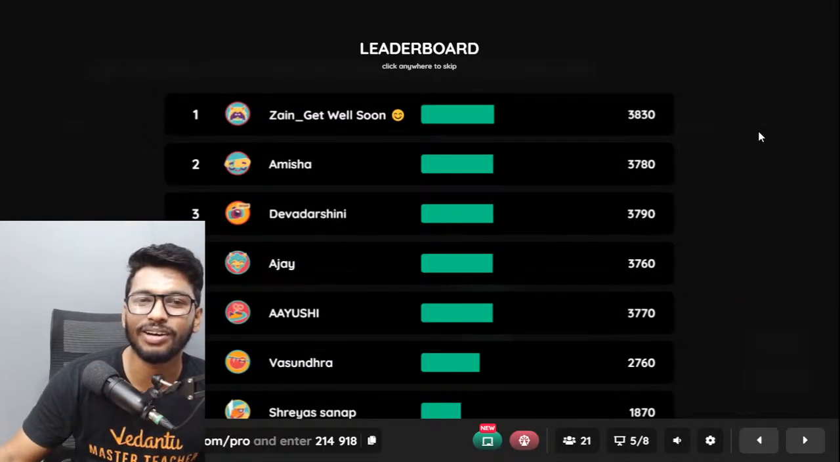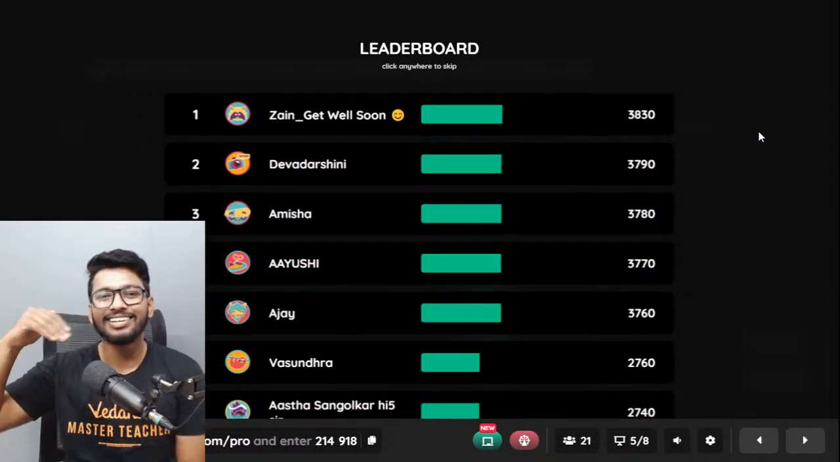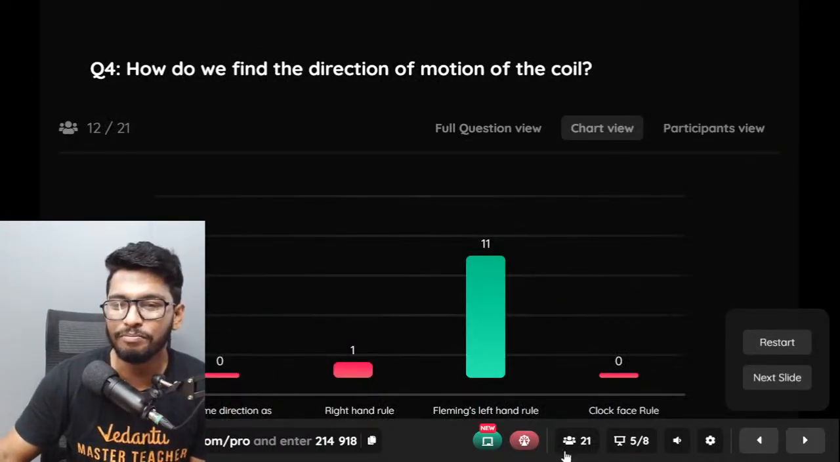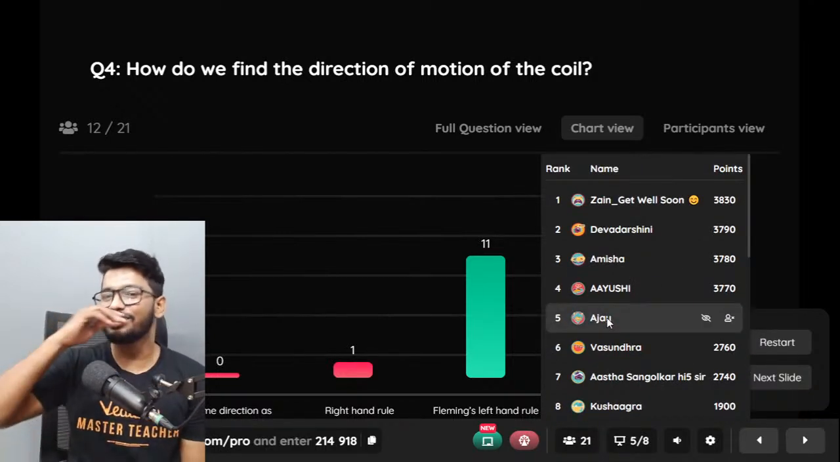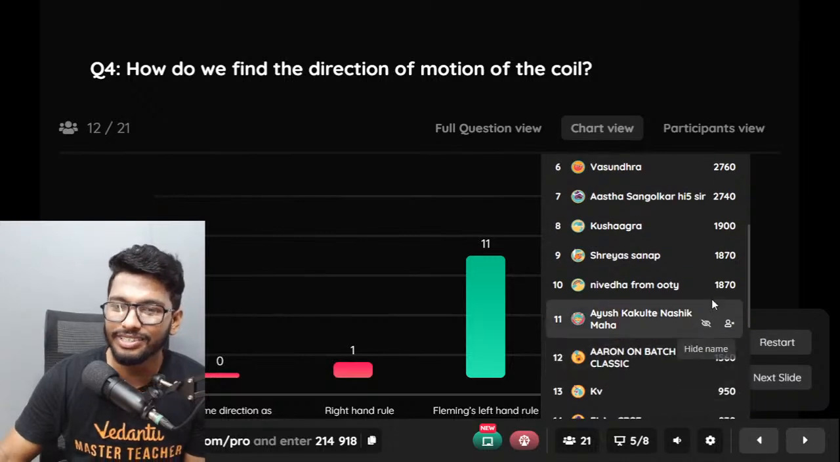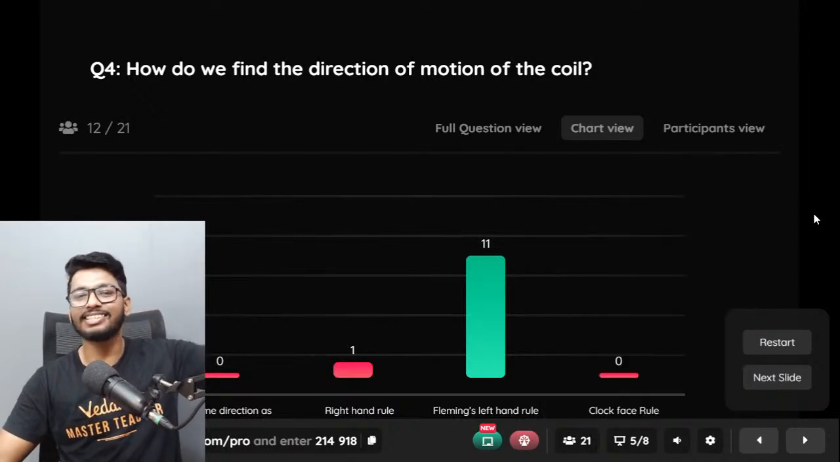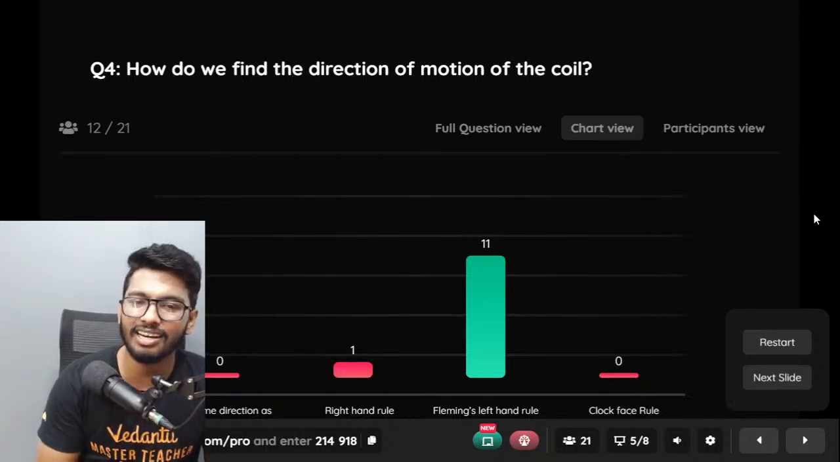Anyways, here's the leaderboard once again. Zen, then Devdarshini is rocking, moving up to the second position. Awesome, na? Silent killer. Then it's Amisha, then Ayushi, followed by Ajay, Vasundhara, Ashta, Kushagra, Nivedya, Ayush, and everyone else. It's basically the same. Super awesome. Eleven of you got the right answer. Only one person went with the right hand rule.